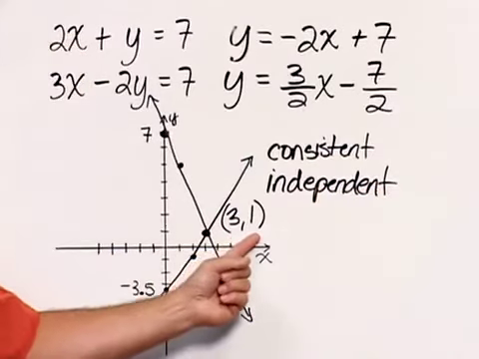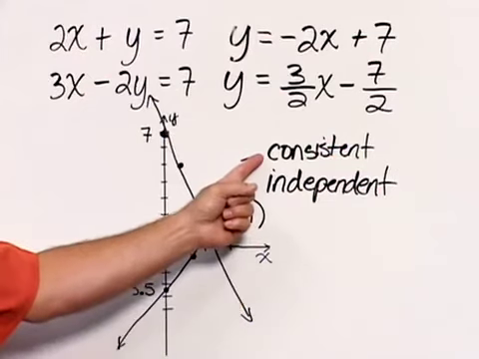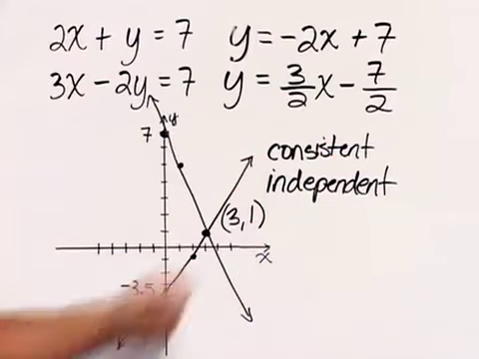So again, the solution is 3, 1. The system is consistent because we get an answer and the equations are independent.